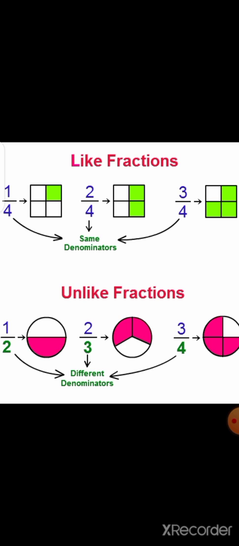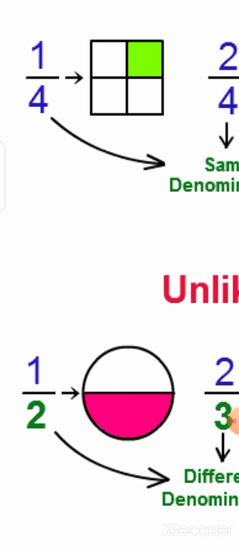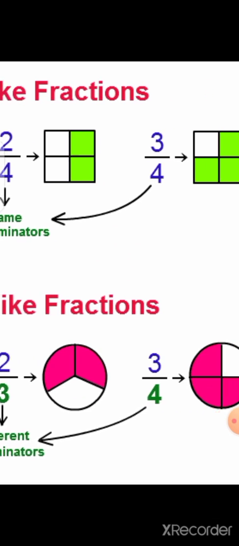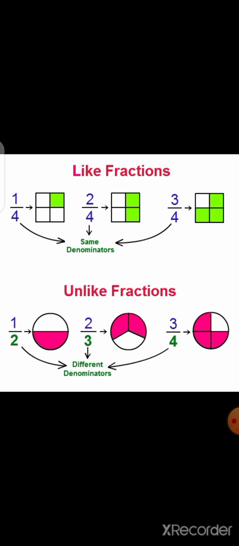Unlike fractions, here is the example: in the circle, first circle is divided into two equal parts, second circle is divided into three equal parts, and the last one is divided into four equal parts. Different parts are shaded. In the first one, half circle is shaded. It means one part out of two equal parts is shaded. In the second, two parts out of three parts are shaded. In the third one, 3/4 means three parts out of four equal parts are shaded.